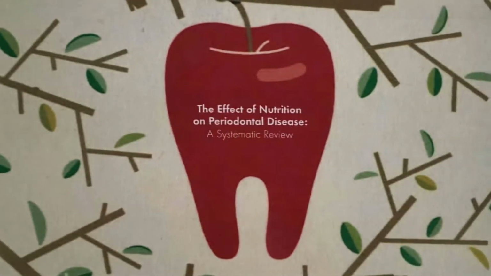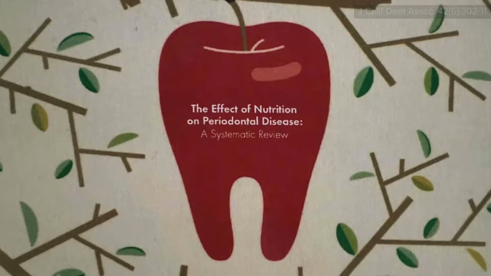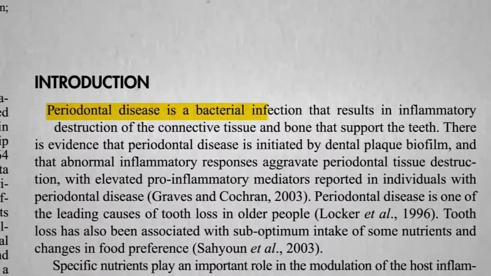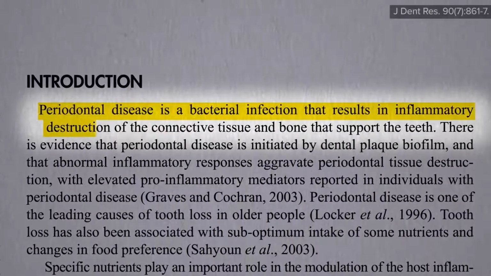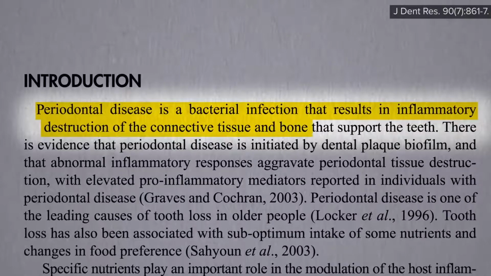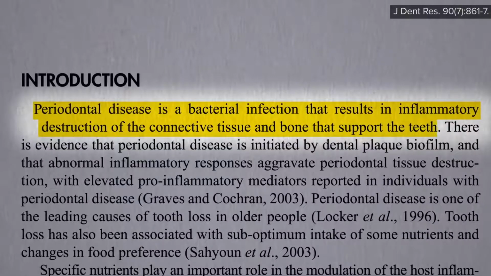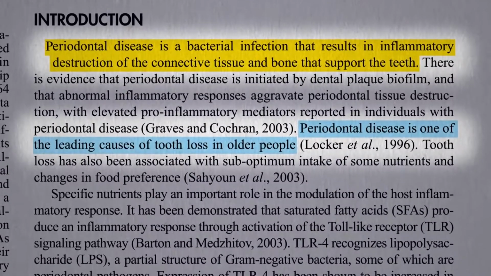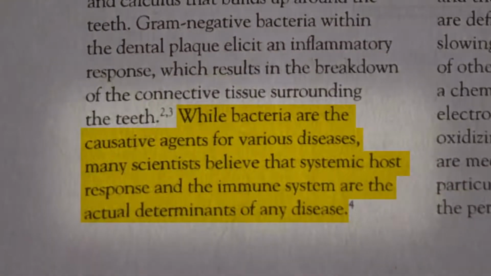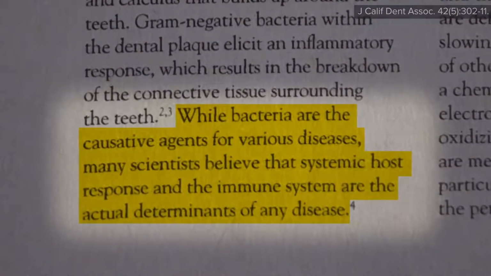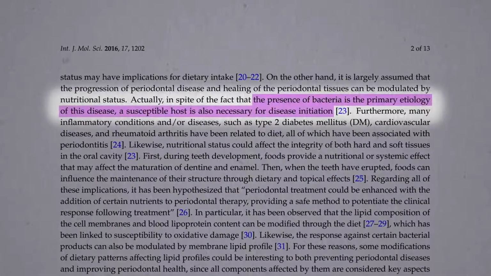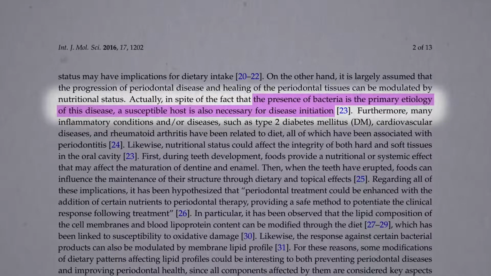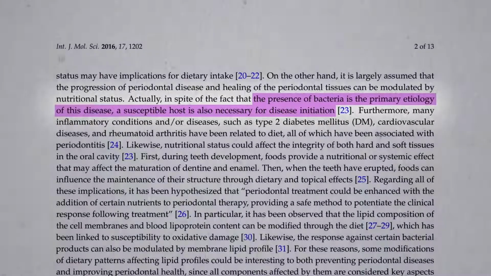What's the effect of nutrition on periodontal disease? Periodontal disease is a bacterial infection that results in inflammatory destruction of the connective tissue and bone that supports the teeth. It's therefore one of the leading causes of our teeth falling out. Like most infections, though, how our body responds may play a critical role. Yes, the presence of bacteria is the primary cause, but a susceptible host is also necessary for disease initiation.